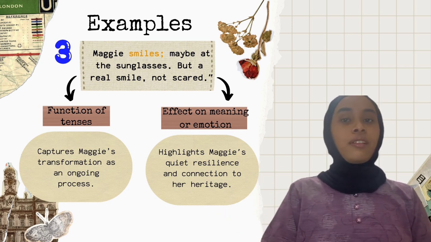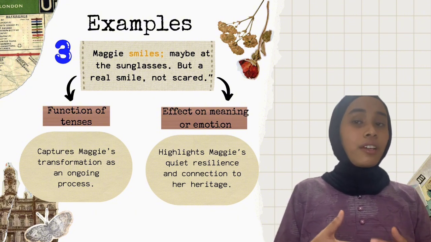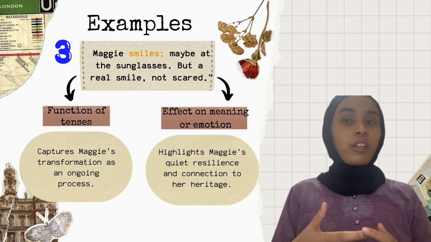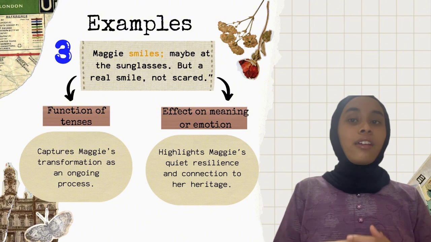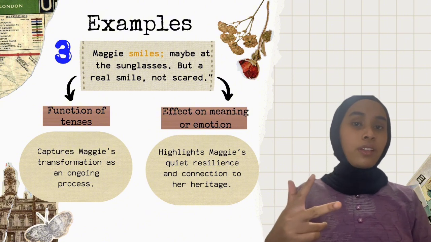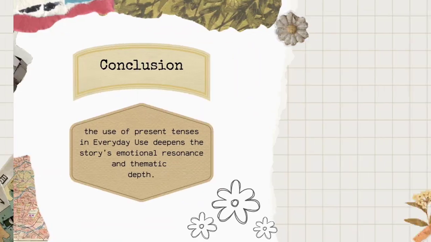character. Through this example, Alice Walker used the present simple tense to ground the narrative in the character's ongoing emotional experience. It enhances the story's themes of identity, heritage, and personal growth, making these moments feel immediate and powerful.